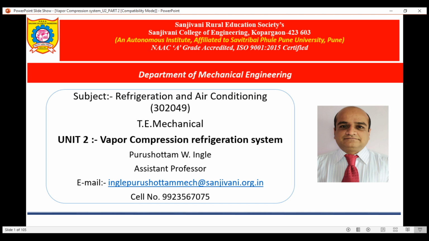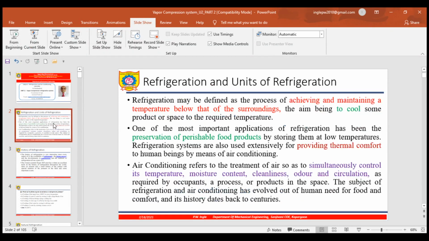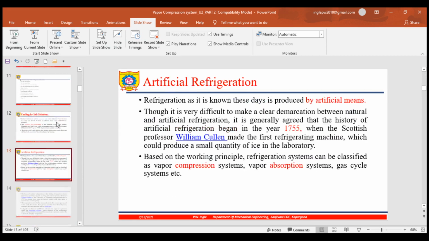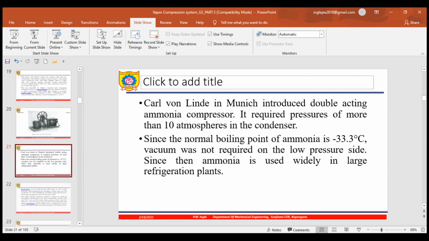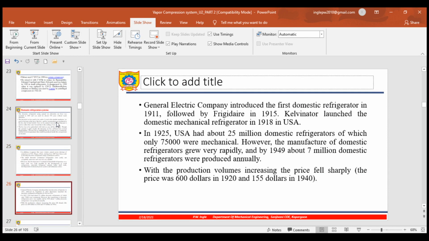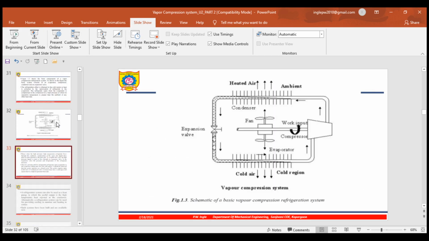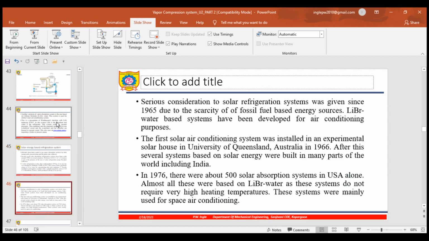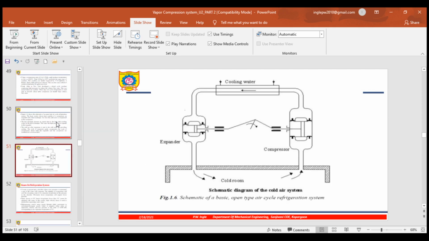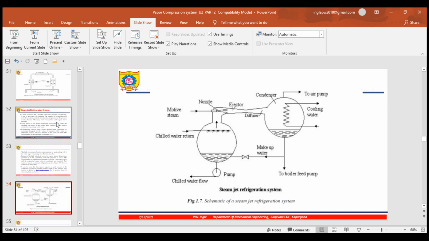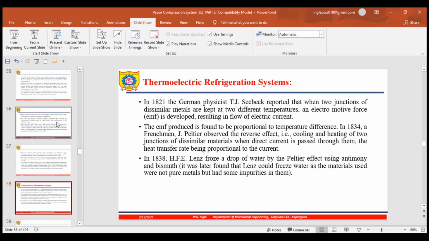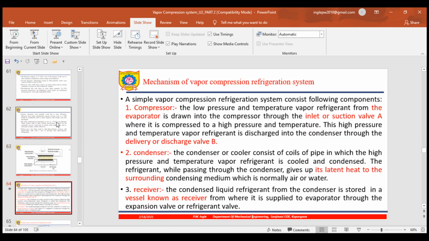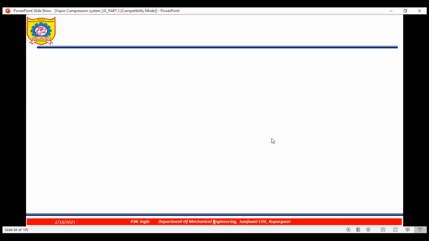So today we'll start unit number 2, that is vapor compression refrigeration system. We start the explanation about vapor compression refrigeration system, its components, and how to show this vapor compression refrigeration cycle on TS and pH chart. Okay.